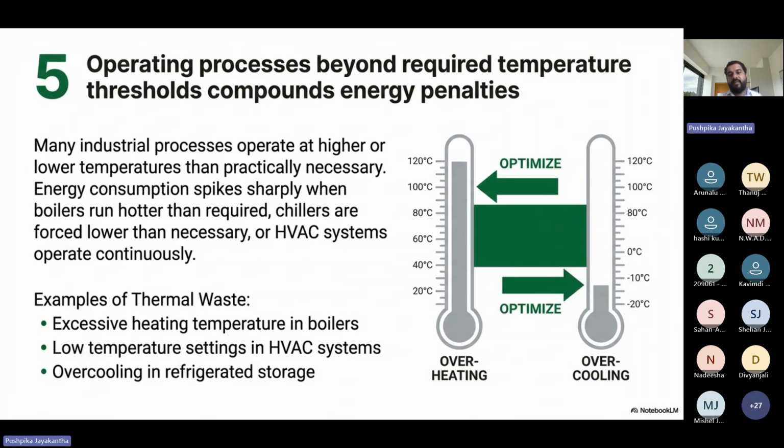The next one is temperature optimization. This temperature control optimization is another most important factor. In this, many industrial processes operate at a higher or lower temperature than required. That again increases the energy demand there. Energy consumption increases significantly when a system operates outside optimal temperature ranges. So you have to focus on this when setting temperatures for particular equipment or machine setups.